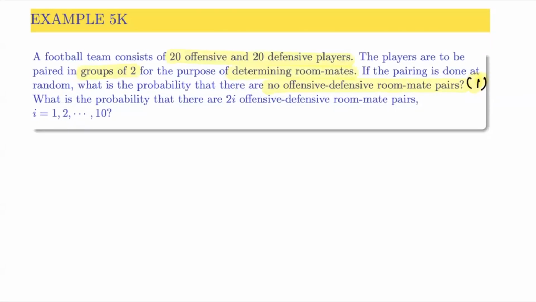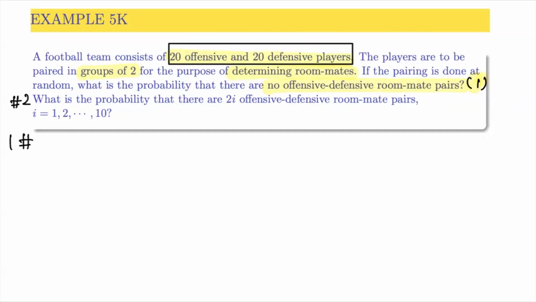Second part is, what is the probability that there are two I offensive roommates and pair I goes 1 to 10? Let us answer one by one. Let me just answer the first part. So first of all, there are how many players you have? 20 offensive and 20 defensive players are there.